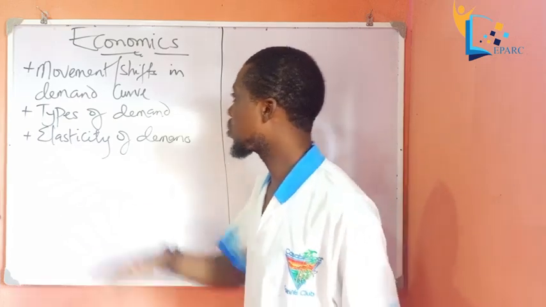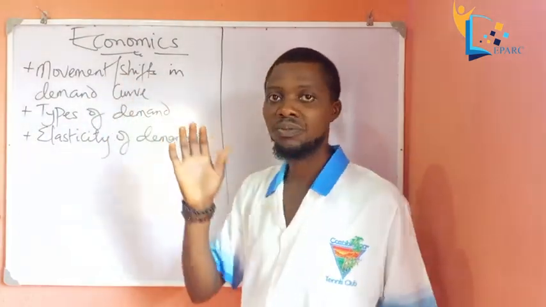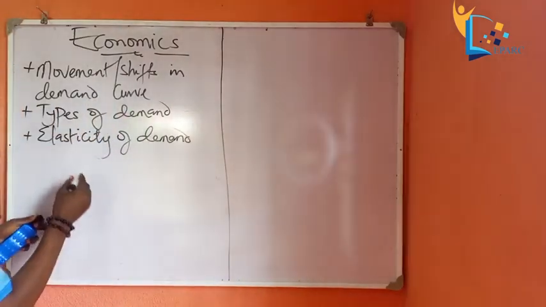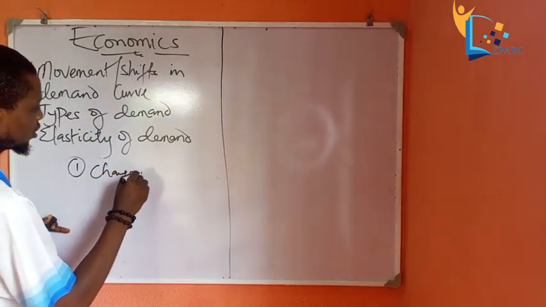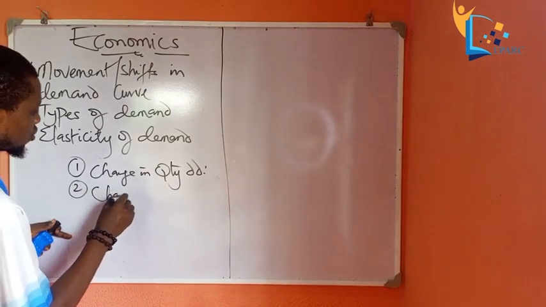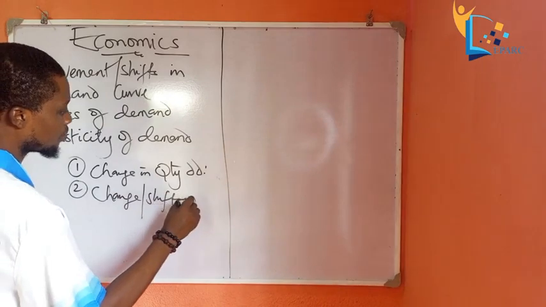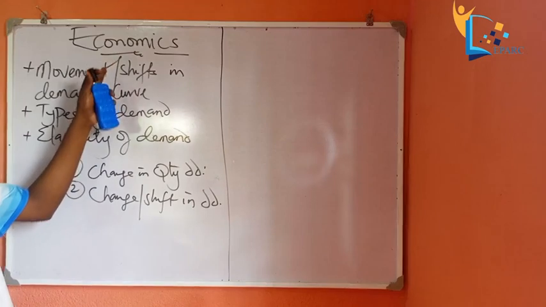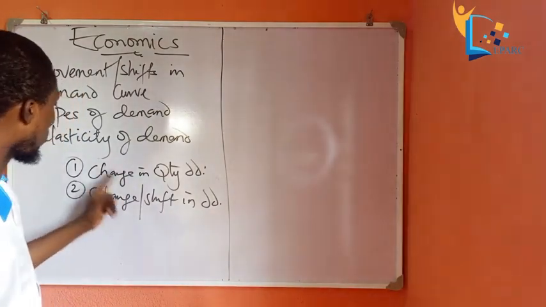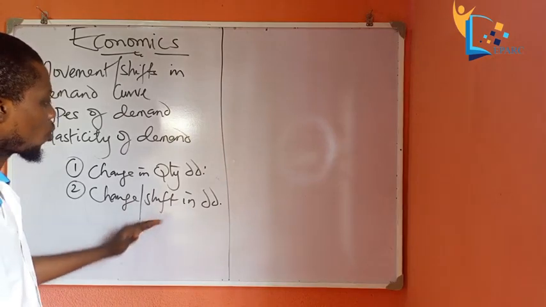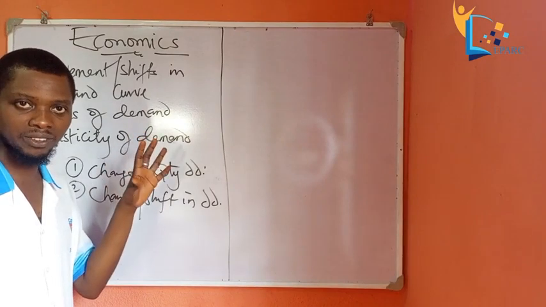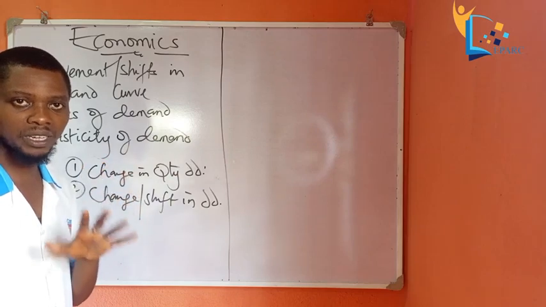All right, let's move. When we say movement or shifts in the demand curve, there are two types. We have what we call change in quantity demanded, and then number two, change or shift in demand. They are divided into two. These two concepts are not the same in the theory of demand. I'm going to explain them one after the other.